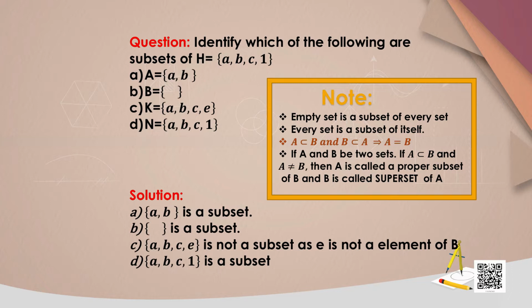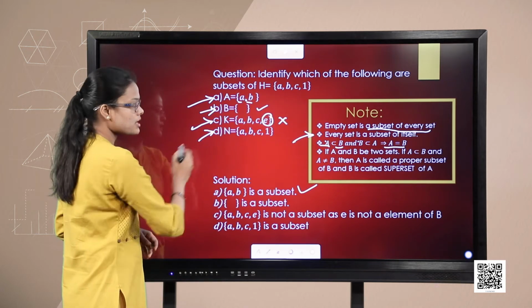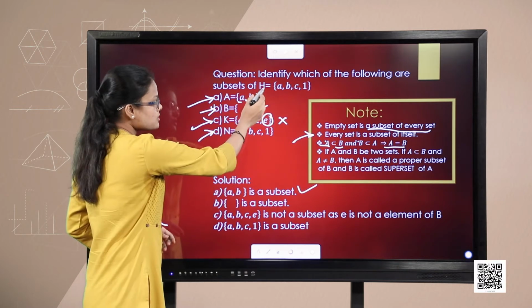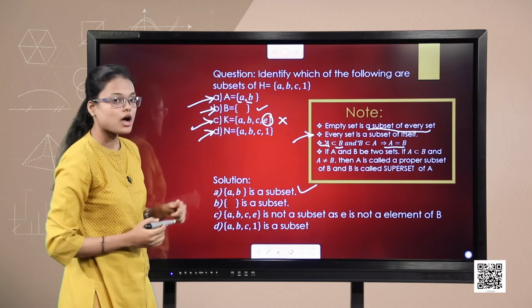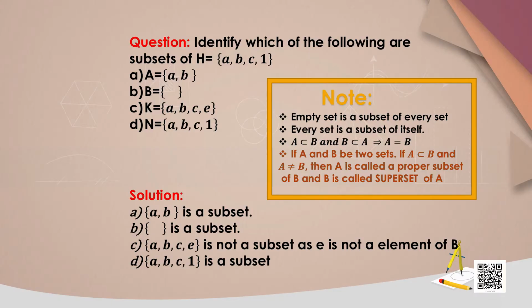The third point states: if A is a subset of B, that means every element of A is in B, and B is a subset of A, that is every element of B is in A, then this implies that A is equal to B. An example is in front of you. You can see this part D. N is a subset of H, also H is a subset of N, and yes, we can see N and H are equal sets.